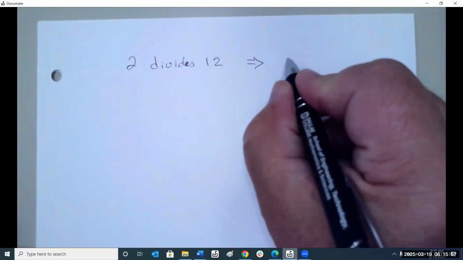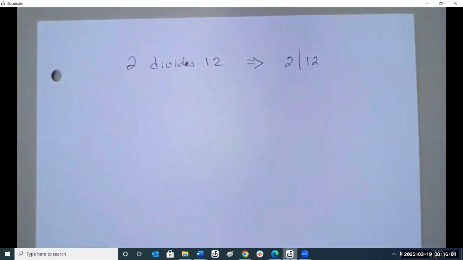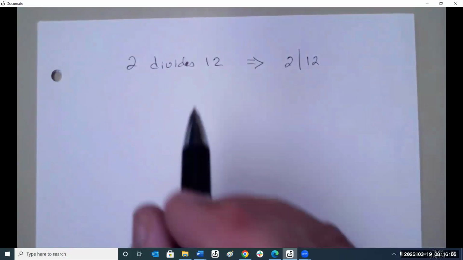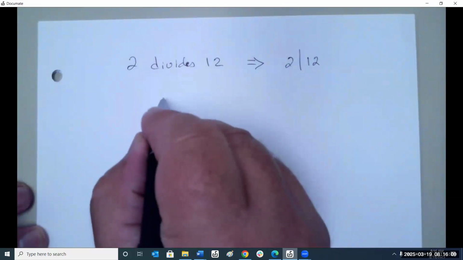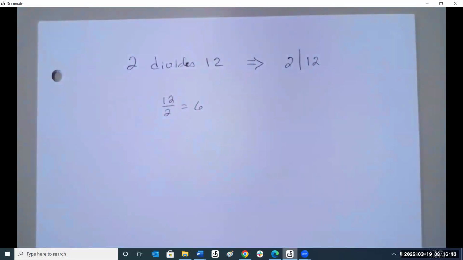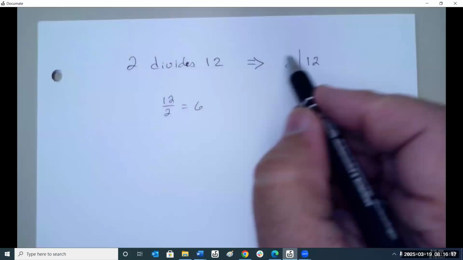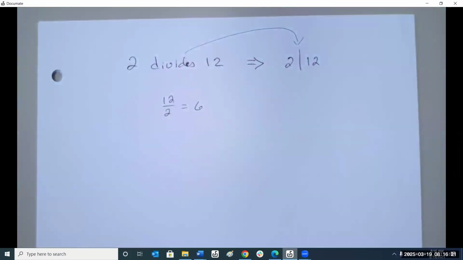So what we would do here, that's what that symbol means. 2 divides 12. What does that mean? That means that if we divide 12 by 2, we get an answer, a unique answer. That's what this says: 2 divides 12, or goes into 12.